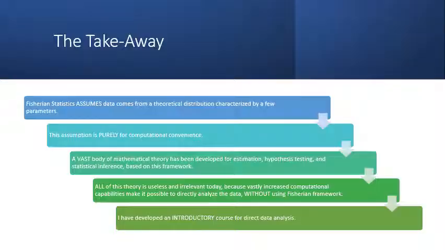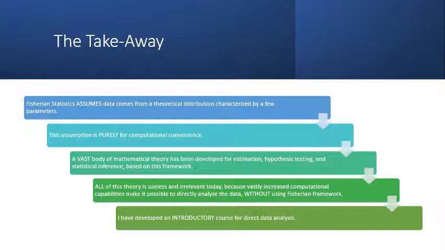In conclusion, the takeaway from all of this is that Fisherian statistics assumes that the data comes from a parametric family of distributions. This assumption is purely for computational convenience. It is not valid. It has no genuine relevance or utility. The only utility it had was for an era where there were no computers.